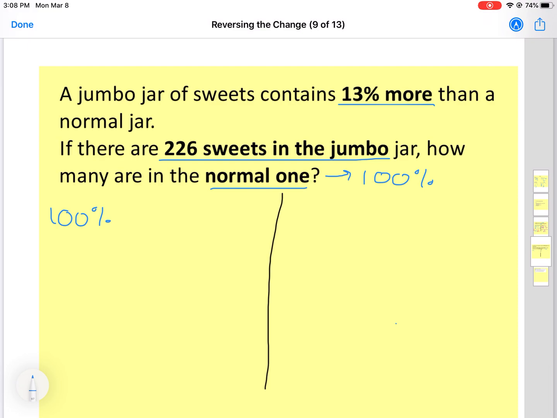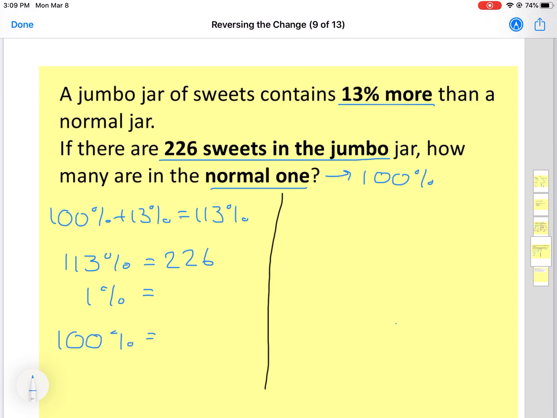This is our first step of those learning intentions. Find out what's happened. Has it been added on? Has it been taken off? So in this case, from the normal one up to the jumbo jar, we have added on 13%, giving a total percentage of 113. Just as before, this new percentage is equal to our larger jar, okay, so to our new number that we're given in the question. If I was to find 1% using the flowchart dividing and multiplying, I can multiply up to 100%.